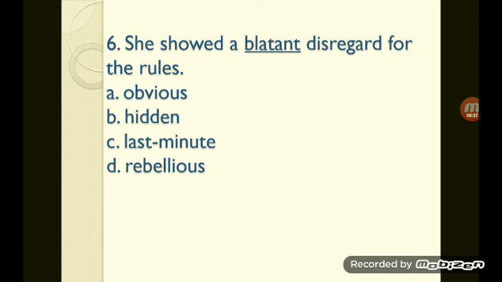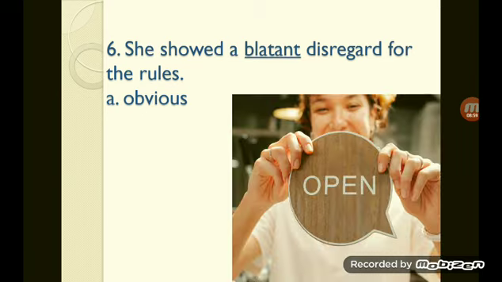Alright, so sentence number 6. She showed a blatant disregard for the rules. Blatant. She's not hiding the disregard. So the disregard is open. Hidden, last minute, rebellious do not mean open. Obvious means blatant. It's not hidden, it is obvious. So she showed an obvious disregard for the rules.